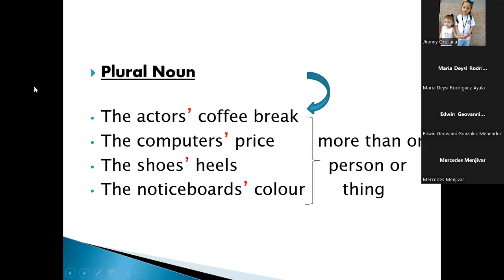So, as a conclusion, whenever we have plural nouns, we don't need to add an extra S. Como conclusión, cuando tenemos un sustantivo plural, no tenemos que agregar otra letra S, ya no es necesario. Okay? Así, de esta manera tendría que ser. Okay? Entonces, let's go back to the topic.